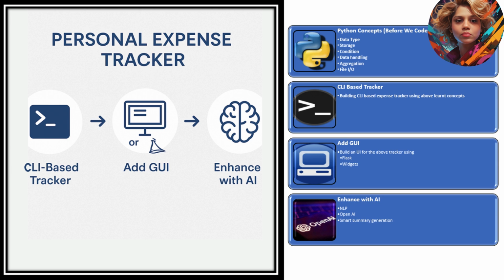This course is divided into four simple and powerful parts. Part 1, Python basics. Part 2, build your first project. We'll create a personal expense tracker using everything you learned in part 1. You'll get hands-on with real coding. Part 3, add GUI. We will build a user interface for this expense tracker. Part 4, enhance it with AI. Yes, you'll give your project a smart touch by adding AI features like automatic expense category prediction using simple ML techniques.